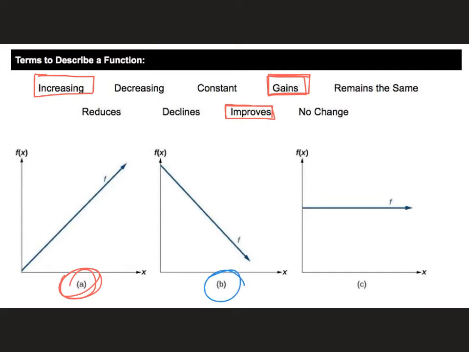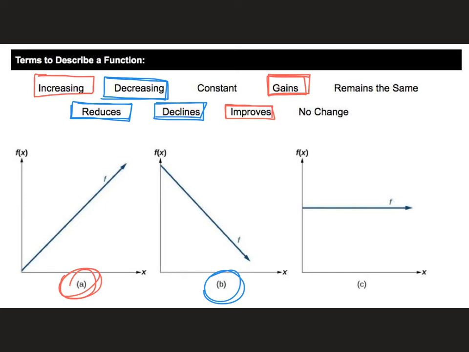Now graph letter B is doing just the opposite. As we see from left to right, it's going down. Our arrow is going down. So the words to describe this graph are going to be decreasing. Reducing could be another word for that. Or declines, it's going down.